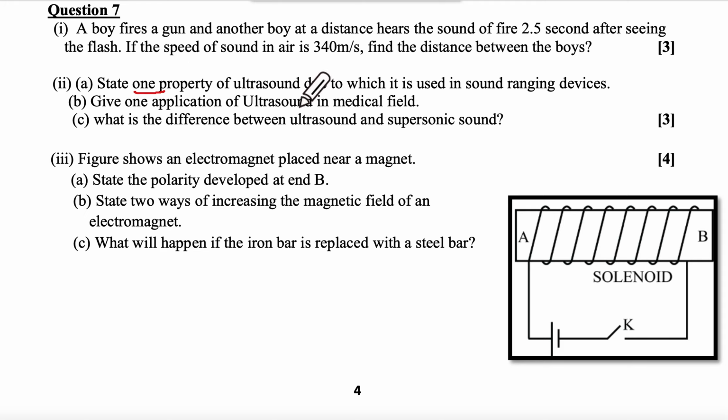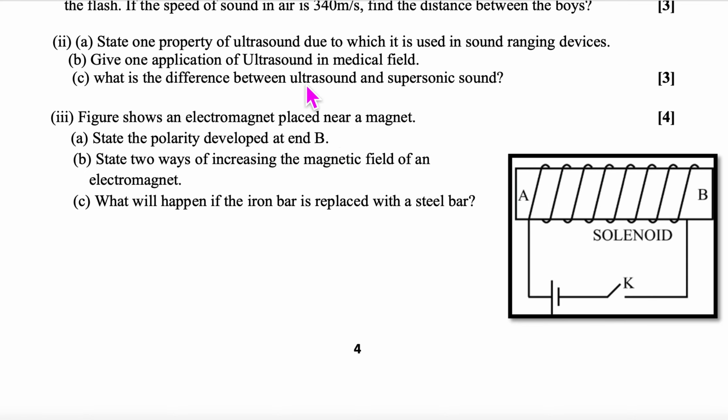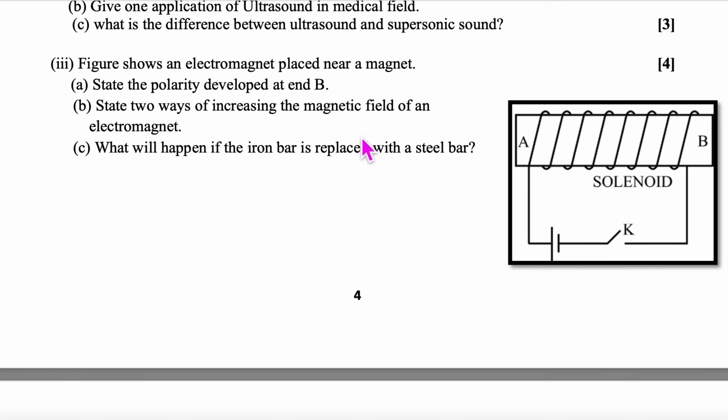Give the application of ultrasound in medical, ultrasonography, or echocardiography. What is the difference between ultrasonic and supersonic sound? We have done this, correct? Ultrasonic pertains to ultrasound, meaning its frequency, while supersonic means faster than the speed of sound in air.